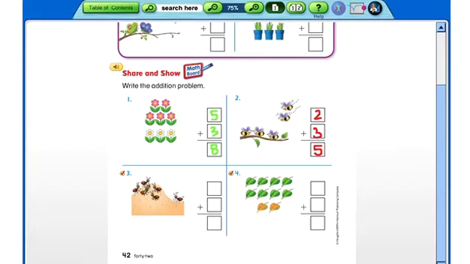I see 1, 2, 3, 4, 5 ants on a hill. Here comes one more. 5 plus 1 equals 1, 2, 3, 4, 5, 6. 6.